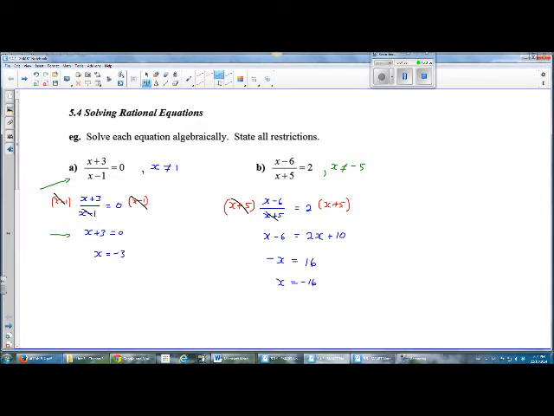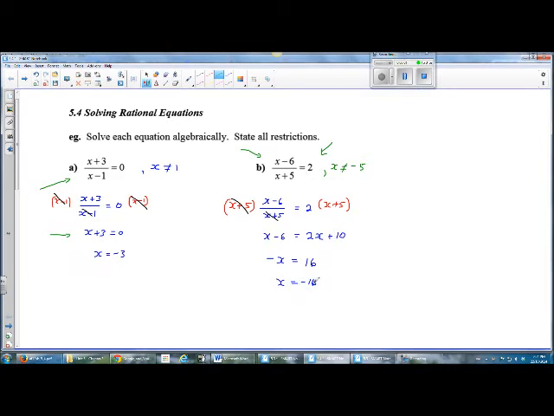What I'd like you to do again, verify. Now in this case, when you go to Desmos, graph y equals (x minus 6) over (x plus 5), and separately graph y equals 2. You'll see that this function here will cross y equals 2 at x equals negative 16.